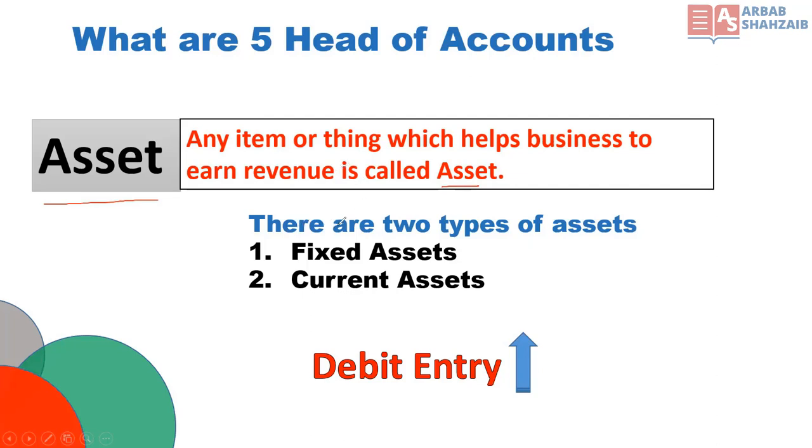There are two types of assets. Number one, fixed asset and number two, current asset. And whenever we are buying any asset like a car or machine or premises, we will always record a debit entry. We must remember this is the key for bookkeeping.